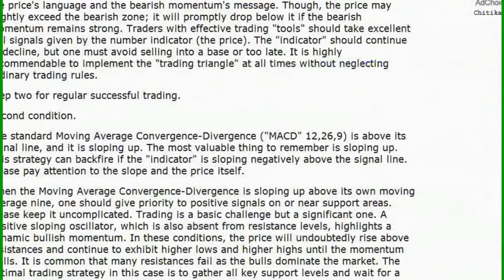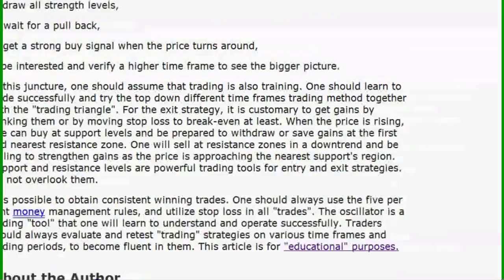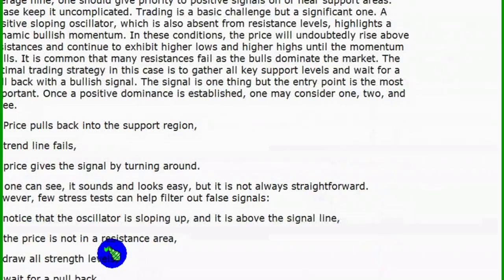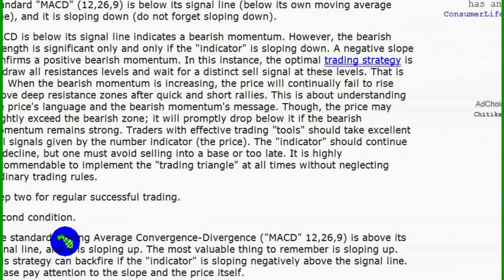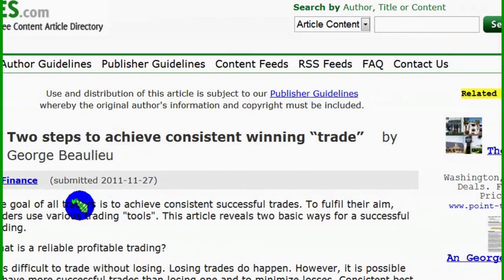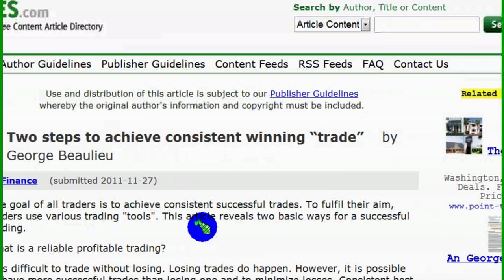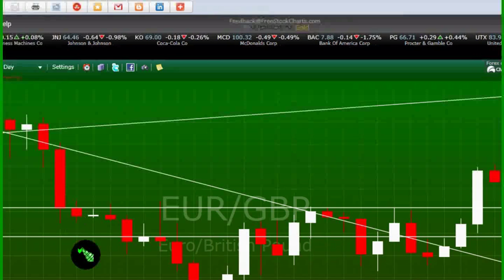That's myself. And you can see here I talk about MACD. I explain another different strategy for MACD apart from the waterline. I just talk about a different strategy for MACD using the standard MACD 12, 26, 9. How you can use the MACD 12, 26, 9 to achieve two steps to consistent winning trade. The article is at goarticles.com. You can look for it. The title is 2 Steps to Achieve a Consistent Winning Trade.